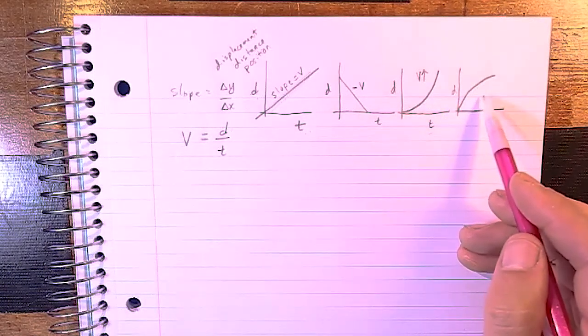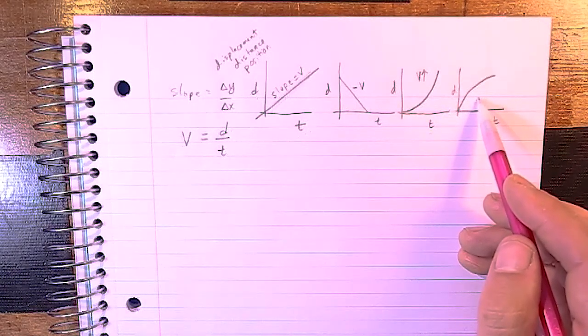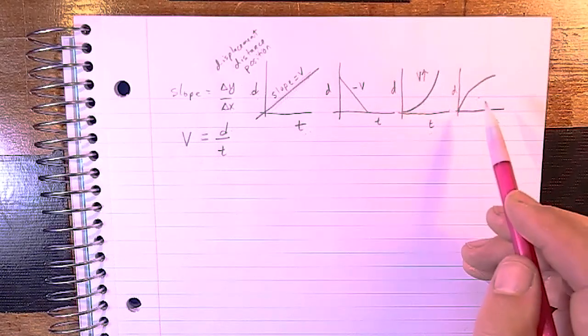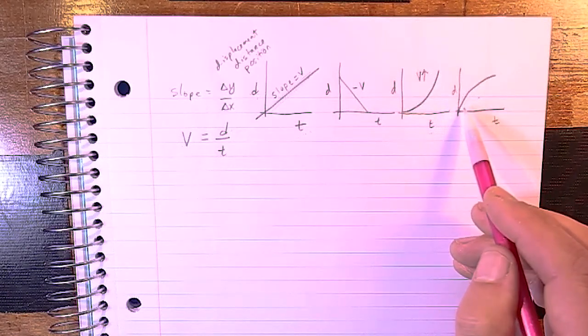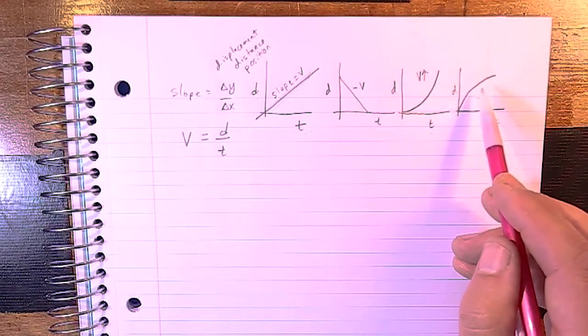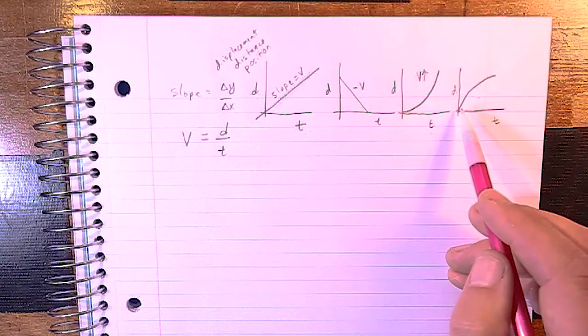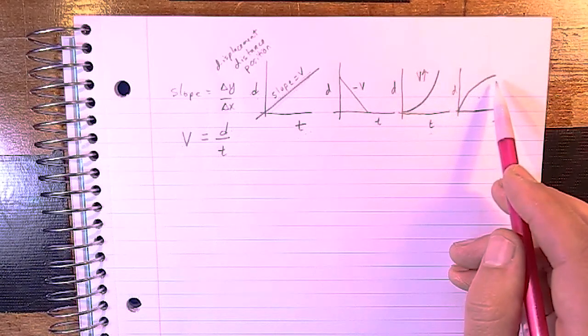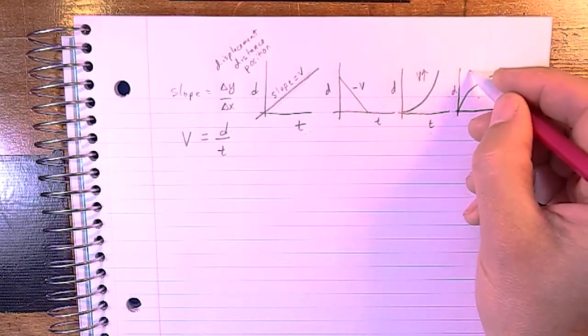So whatever the slope does, that informs us about the velocity. That's crucial to understanding this. So what's happening to the slope? What's happening to the steepness? The steepness is decreasing. So if the steepness is decreasing, then the velocity is decreasing.